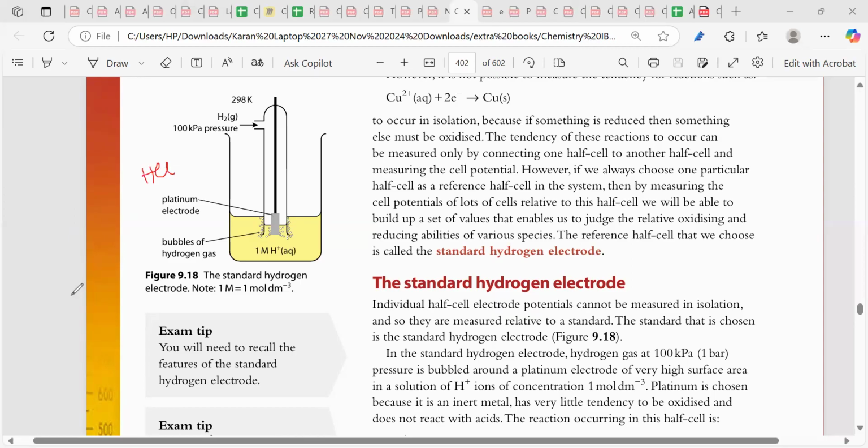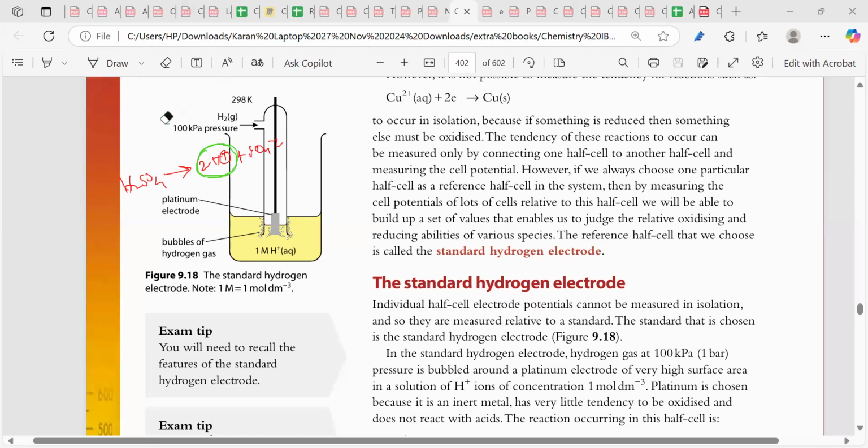Why, Harry? Why should we not take H2SO4? H2SO4 will be dissociated into 2H+ and SO4 2-, right? So will the standard conditions be maintained, 1 mole per decimeter cube of H+ ions? No, it would be 2. Understood? You have to maintain 1 mole per decimeter cube.